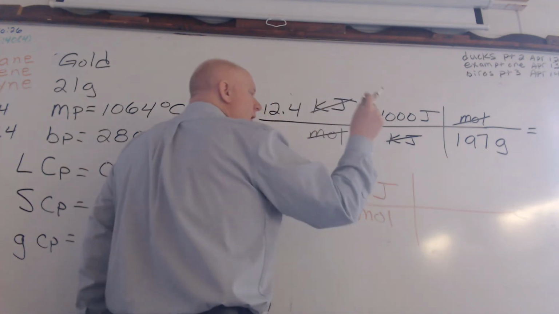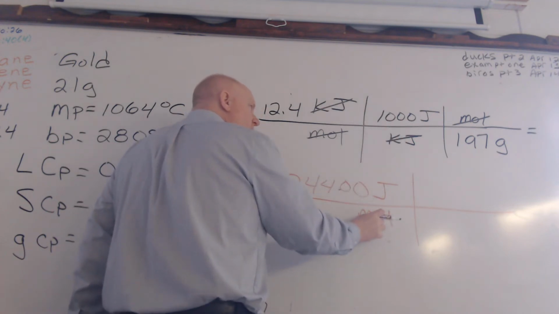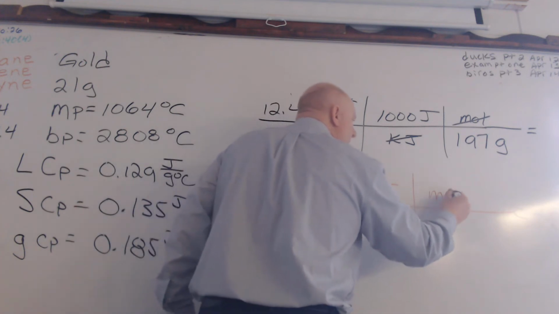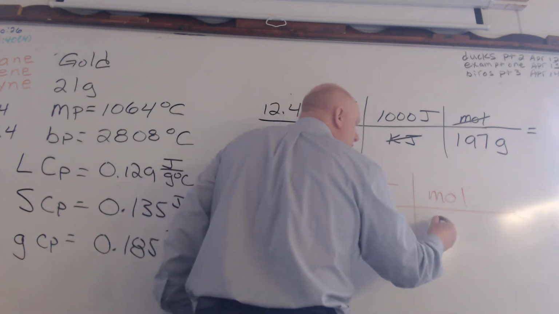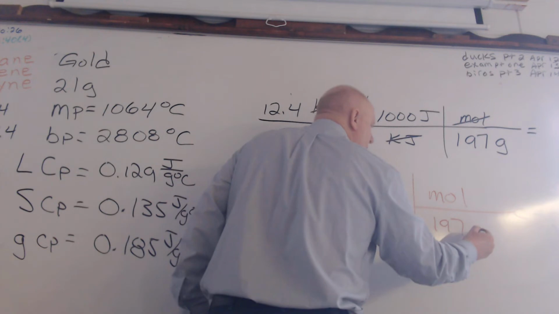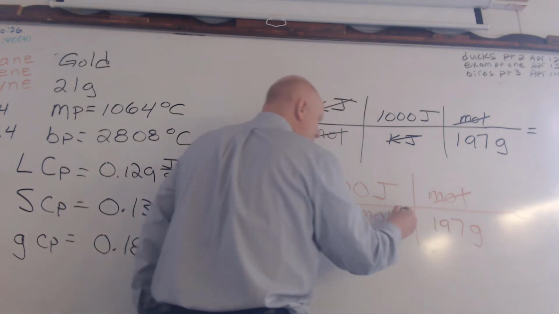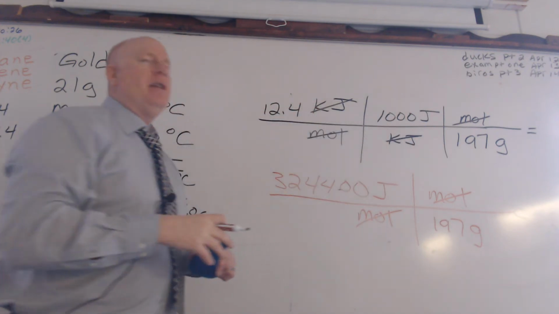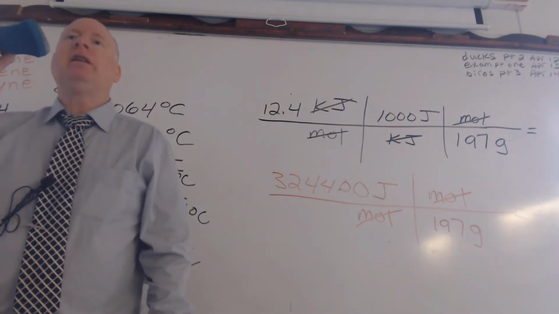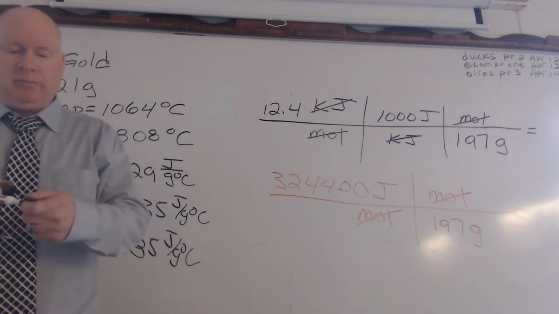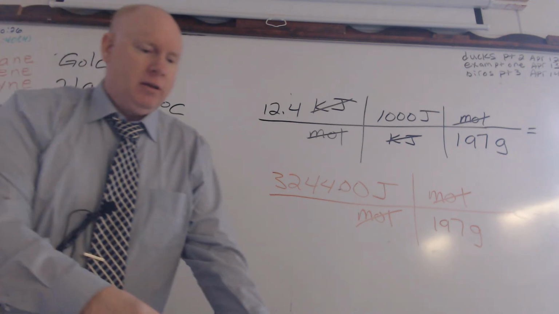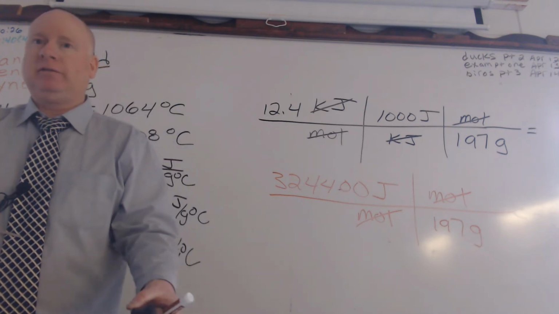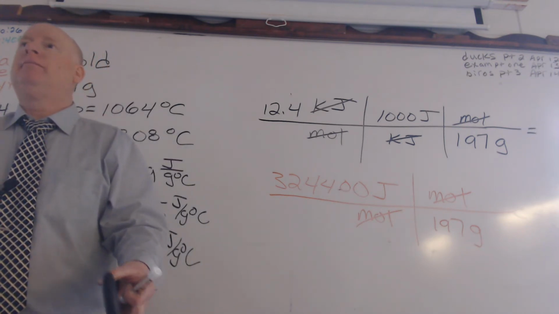Then how do you get rid of this mole, just like what we did here? Put it on top, and then 197 goes on the bottom. These cancel each other out. Now you're in joules per gram, just like we are up there, and that's a little easier to deal with in this 5-step problem. Okay, left side. We good so far? Middle. Okay.